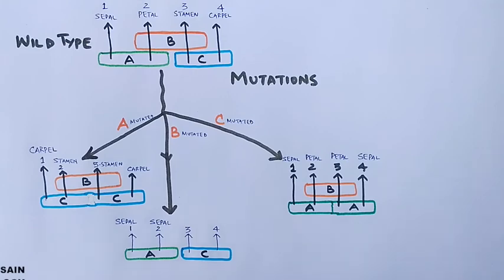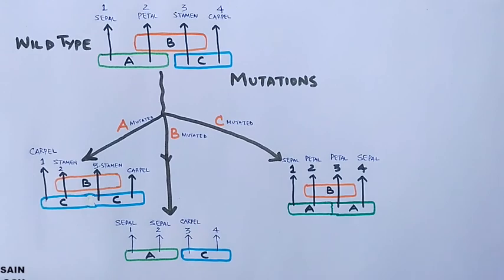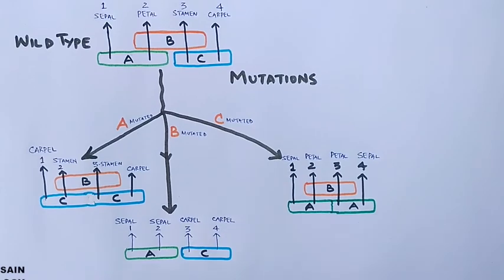Then for the third whorl, it should have been B plus C, but B is mutated, that means C is only getting expressed, which develops the third whorl into carpel. And finally the fourth whorl will be under the expression of C gene, which develops it into carpel. So from the mutation of B genes, two structures are not getting developed here, petal and stamen, which are being replaced by sepal and carpel.